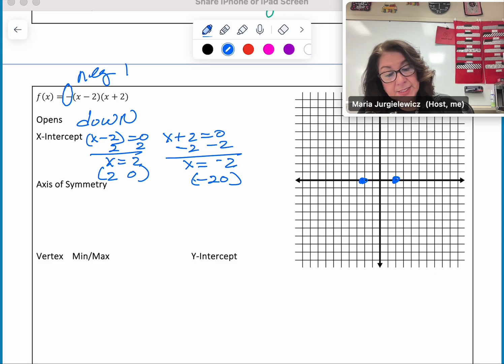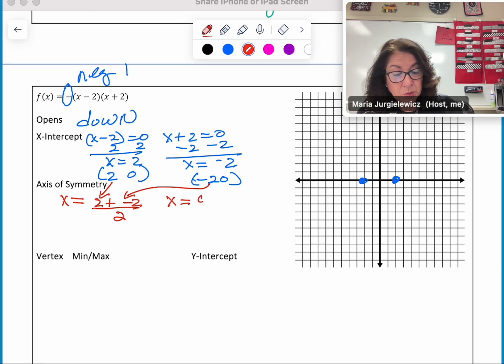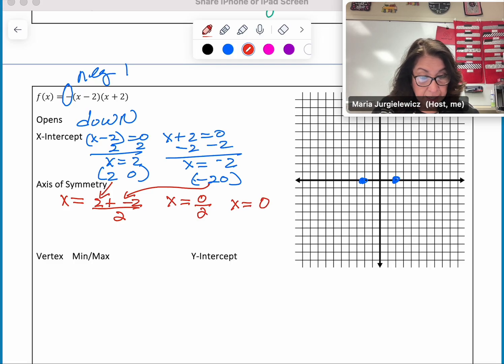Okay, now the next thing is my axis of symmetry. For the axis of symmetry, it's x equals, and we're going to take those two numbers that we just found, add them together, and divide by 2. So 2 minus 2 is 0, and 0 divided by 2 is 0. So my axis of symmetry is this line going up and down through 0. That's my axis of symmetry.